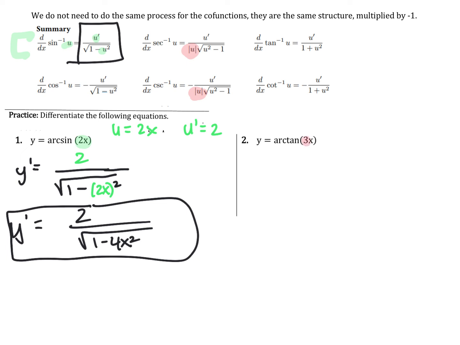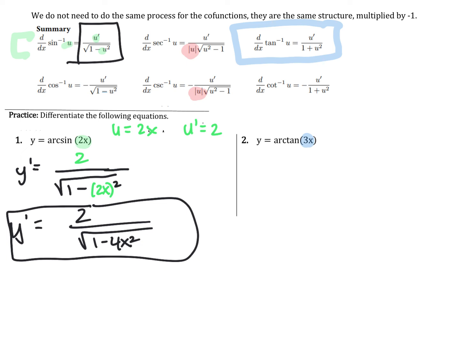I'm going to give you the hint here that we have our u being 3x. So pause the video, use this inverse tangent formula, and identifying that u is equal to 3x, try and work through this one on your own.